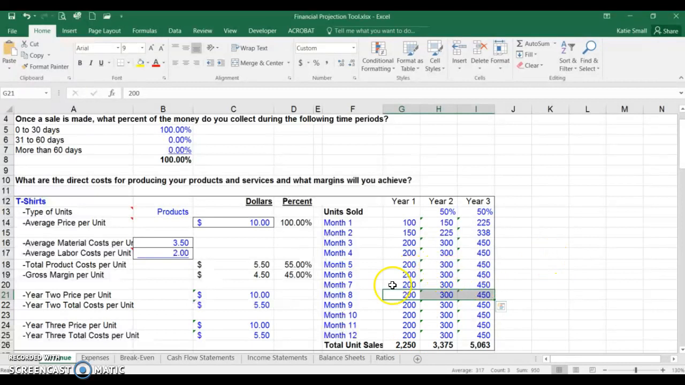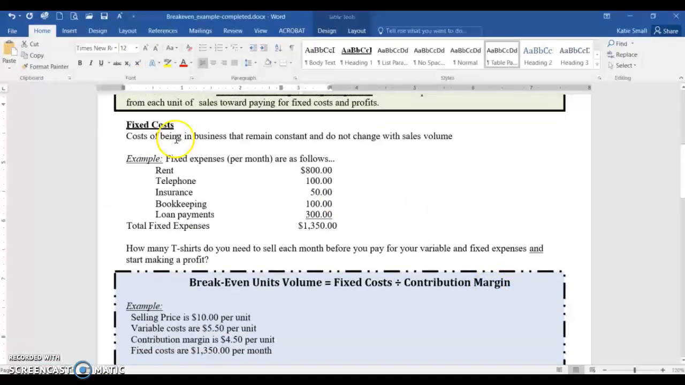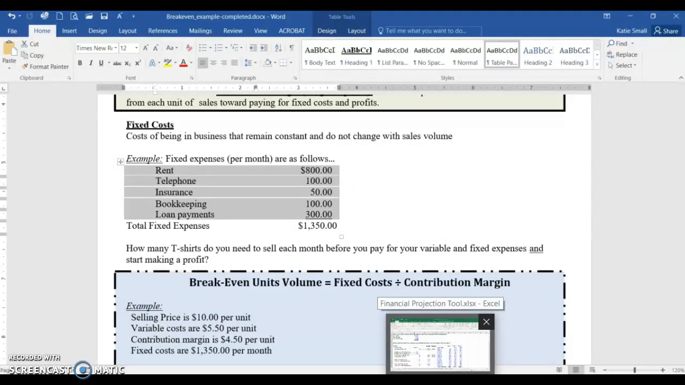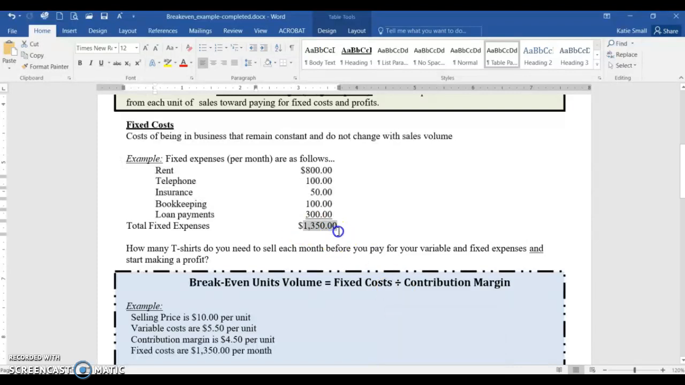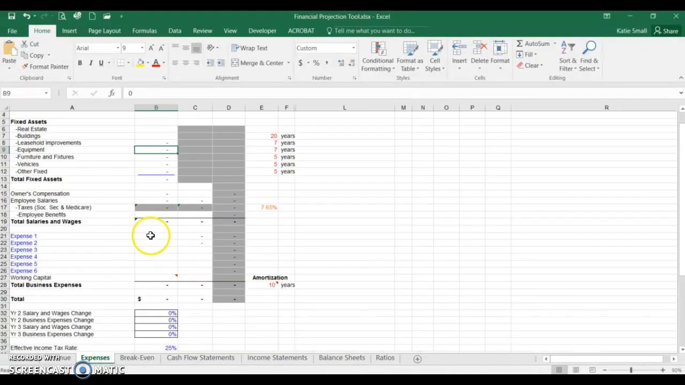Okay, so as you know, to find break even, you also have to consider fixed cost. So that's part of the break-even formula, and we have these fixed costs that are given to us in this example. So fixed costs of rent of $800, telephone $100, insurance $50, bookkeeping $100, and loan payments of $300 per month. All right, so let's assume that those costs, which total to the $1,350, remain consistent just for the sake of this example. So we're going to go back to our financial projection tool and click on the expenses tab.